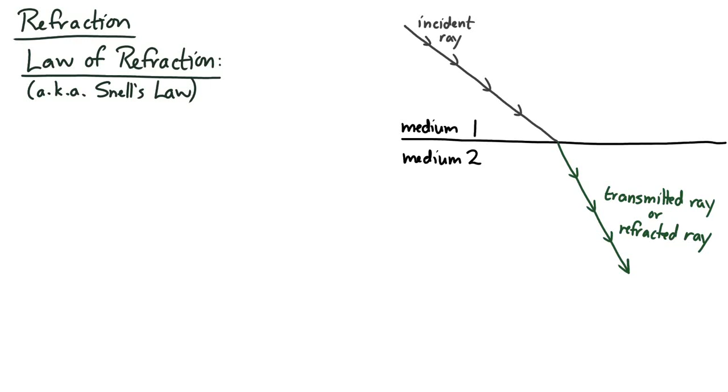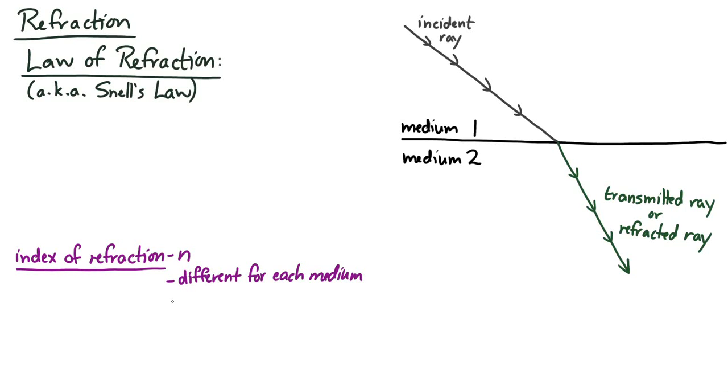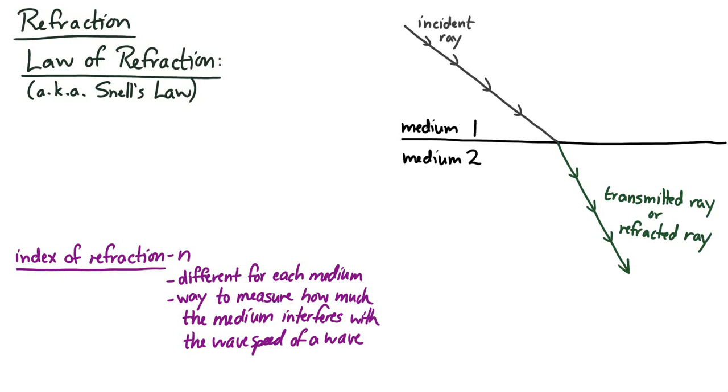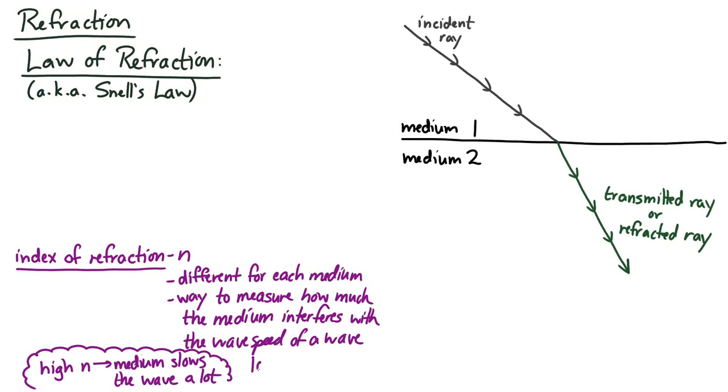So, for example, we're going to need something called an index of refraction, which is represented with a lowercase n. The index of refraction is something that's particular to each medium. It's a way to measure how much that medium interferes with the wave speed of the wave. So, for example, a high value of n means that that medium slows down the wave a lot. A low value of n means that, relatively, it does not slow down the wave very much.